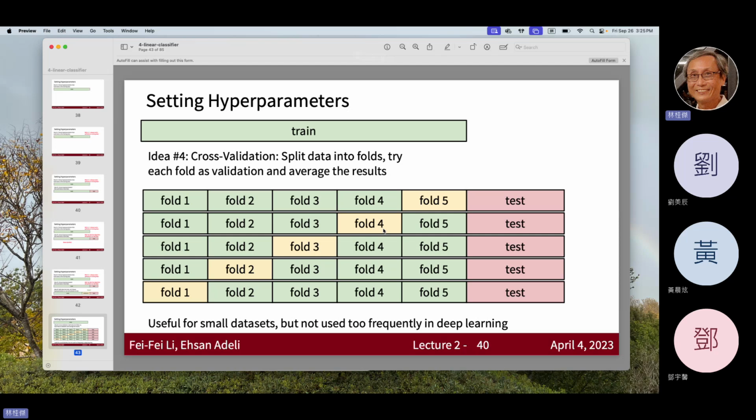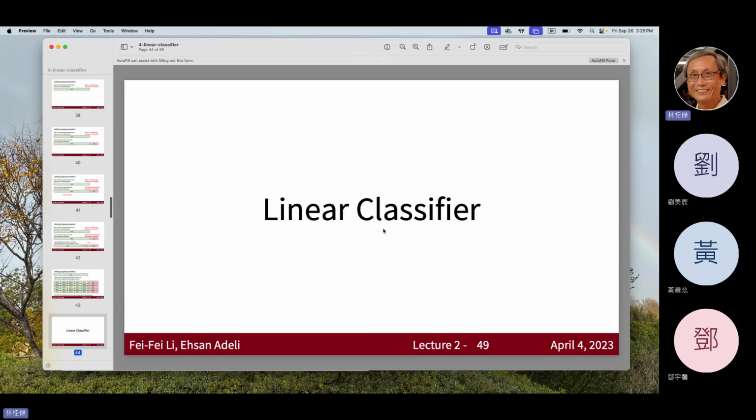And so when you don't have so much data that you can use, then you can simply divide your training data set into 4. Then you try to use different combinations of them to be your validation and do this and that.